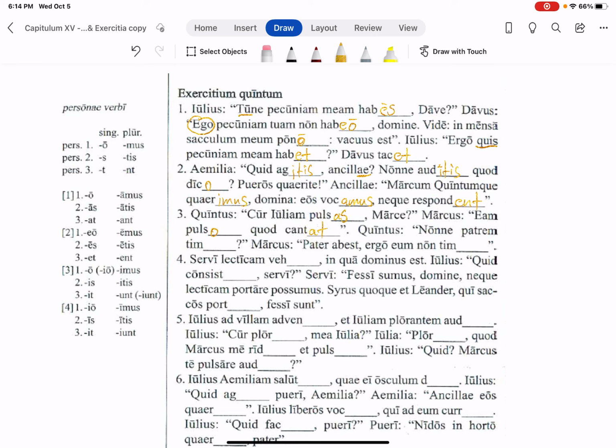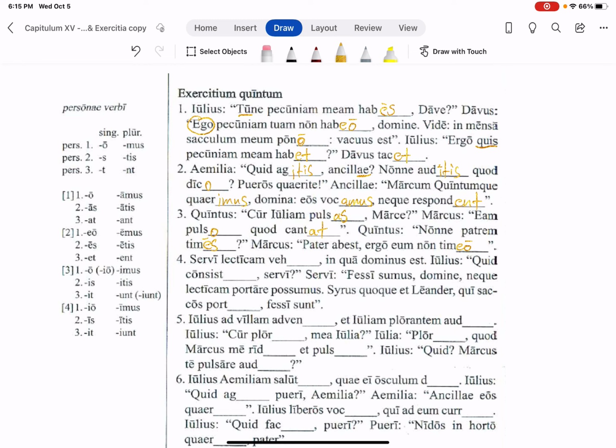It wouldn't make sense if we put quod canto, because then that would be saying, I punch her because I sing, which makes no sense. So to make the sentence have meaning, we need to put it in third person. Marcus says, I punch her because she sings, cantat. Quintus, nonne patrum times, don't you fear, father? Marcus, pater abest, ergo eum non timeo. Eum non timeo.